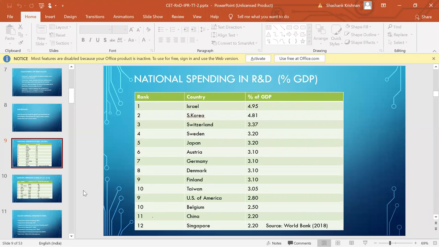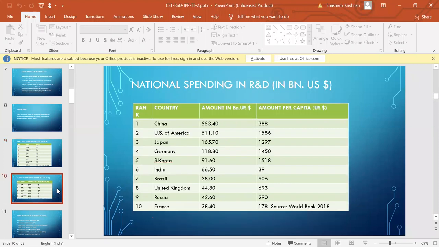India is spending around 0.85% of national GDP in R&D. You may think it is very small, but in terms of absolute amount, it is not so small.